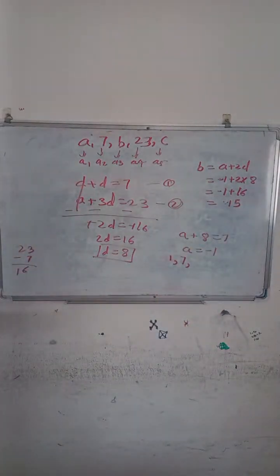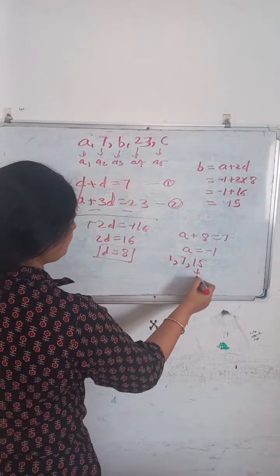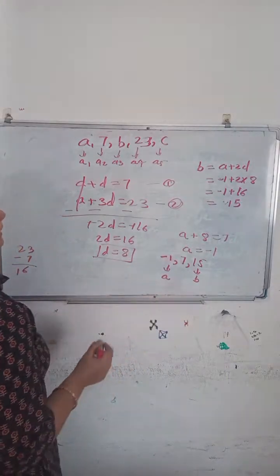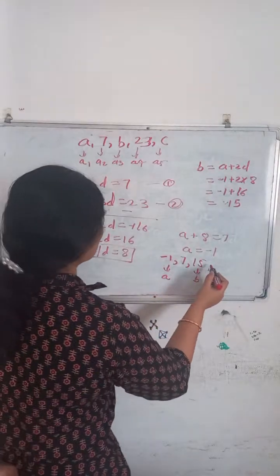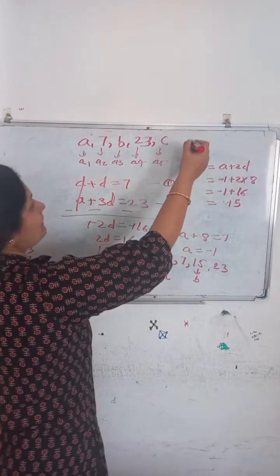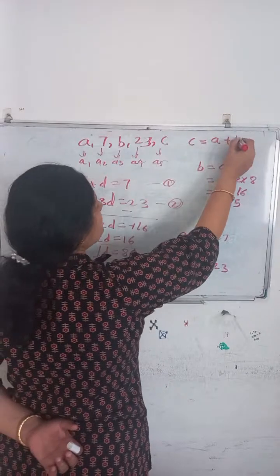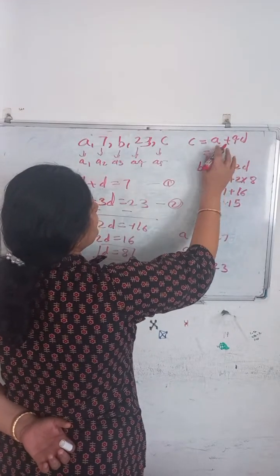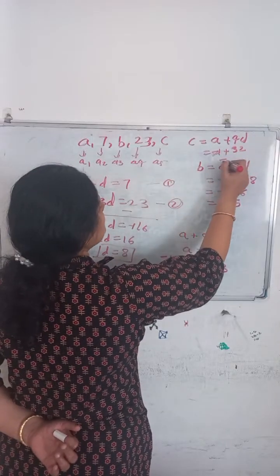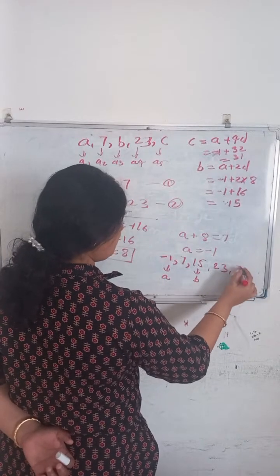Okay, can you get this? So I am getting B as 15. A is minus 1, don't forget. And then we want C, that is the fifth term. So if I want C, then I am adding 4 times the common difference. So minus 1 plus 32 is equal to 31. So I am getting C as 31.